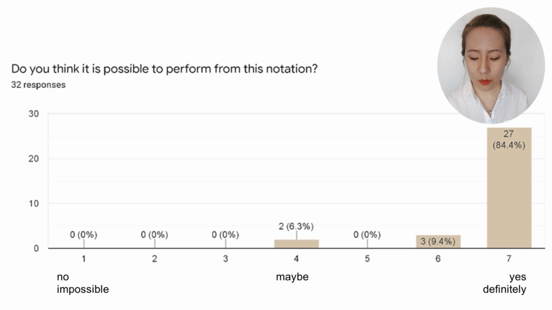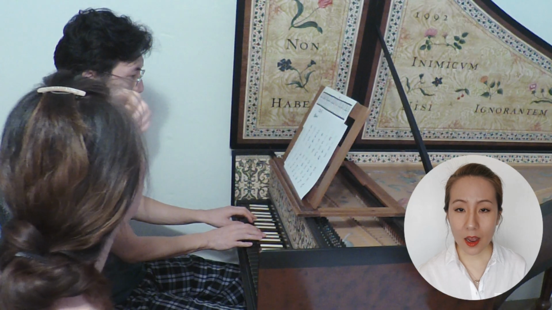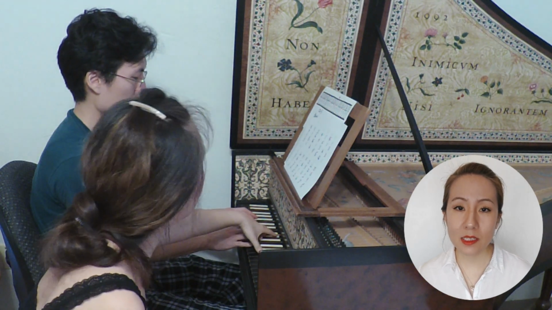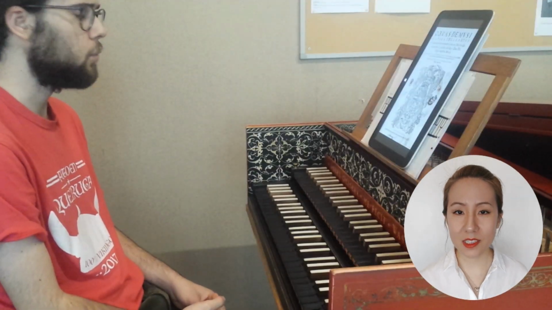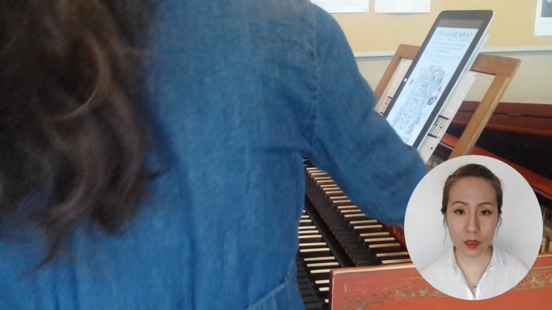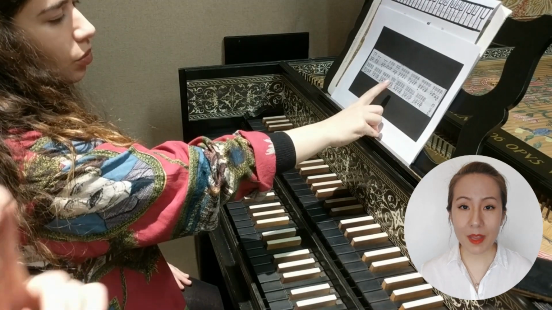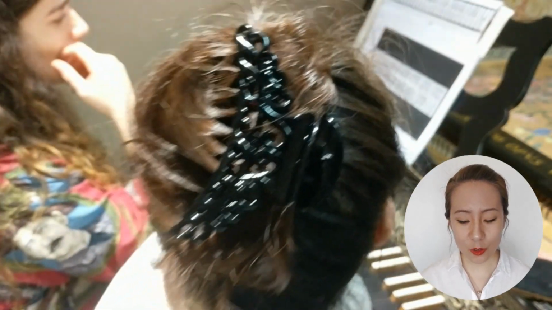Do you think it is possible to perform from this notation? Again, so many people showed such positive optimism about this notation, which completely debunked the reactions and doubts that I received in the beginning stages of this research. Now I have a more comprehensive analysis and data in my full-length thesis, as well as some video clips and other things that I'm not able to share with you in this very short video.